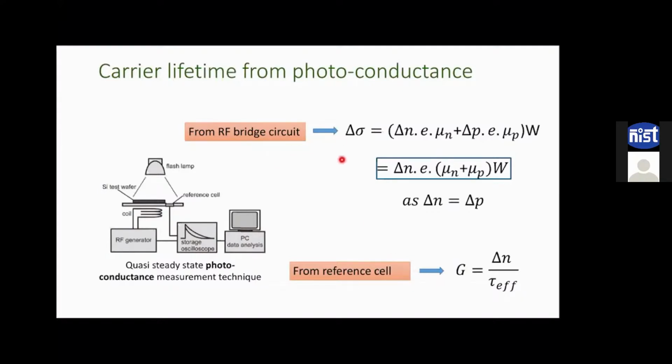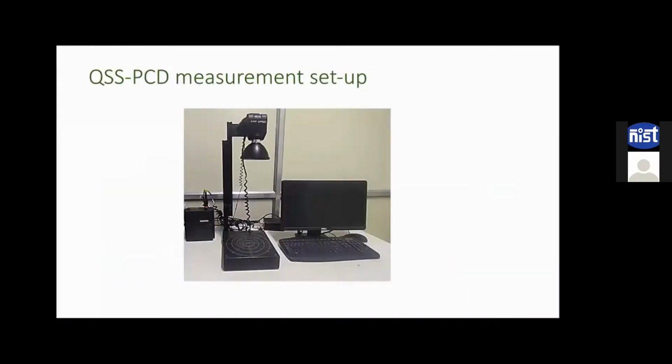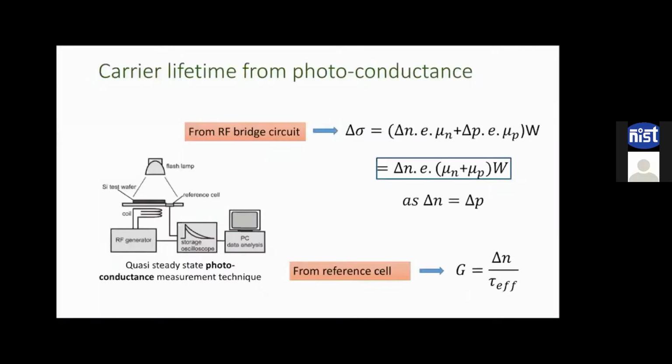From the RF bridge circuit, we are getting the excess carrier concentration, and then we can use this equation to calculate the effective carrier lifetime from this generation rate and carrier concentration. This is a very simple and nice looking setup. This is the actual setup, how it looks. This is particularly useful for measuring silicon wafer lifetime, because for silicon wafer, the benefit is that these parameters, that means the mobility of electrons and holes, are very well known to us.